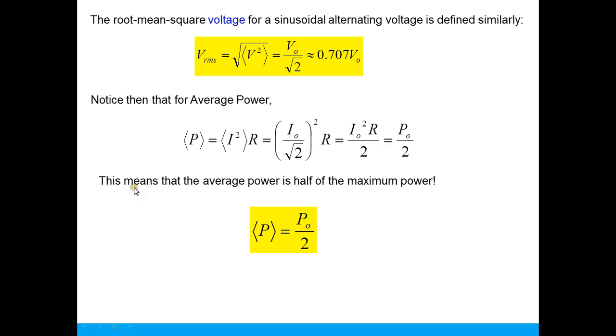This simply means that the average power is the maximum power divided by 2. This is another key point that you have to remember. The other important point is that these 3 equations that I've boxed in yellow are only true for sinusoidal waves. If you apply this to square waves, you'll be gravely mistaken, and you will be ultimately sad.